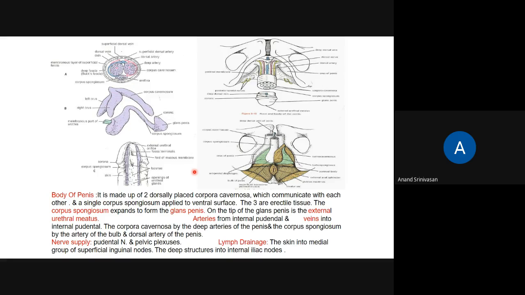All right, now the body of the penis. The body of the penis is made up of two corpora cavernosa, and they communicate with each other.